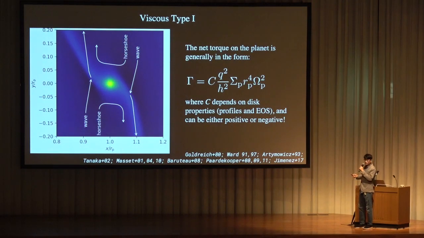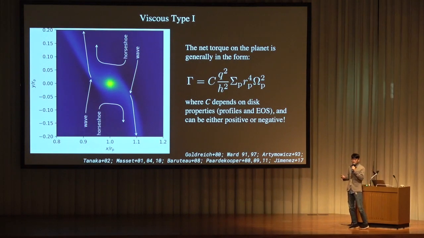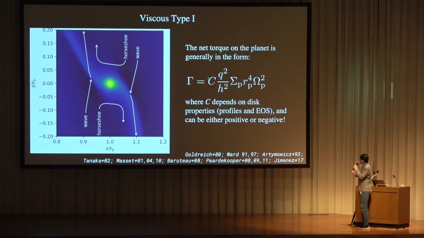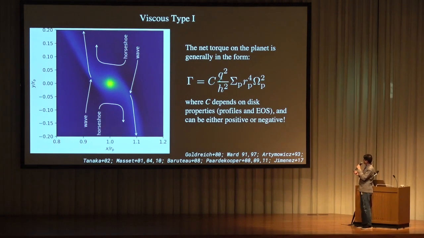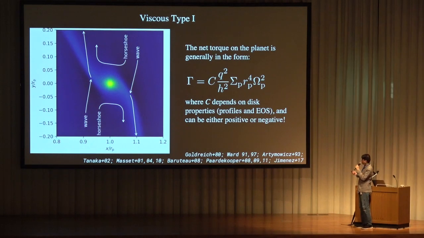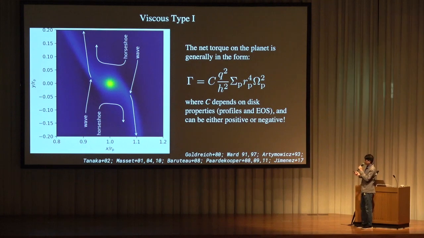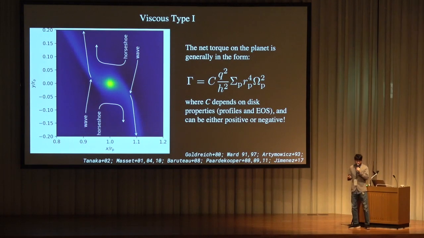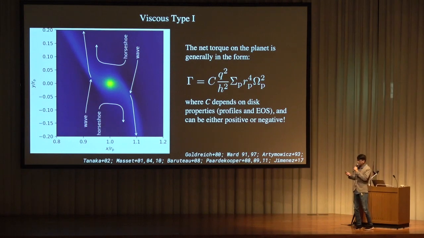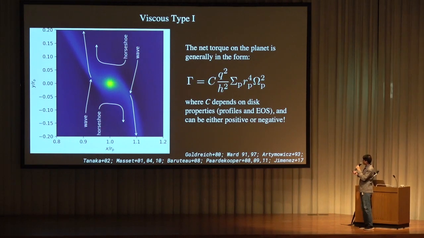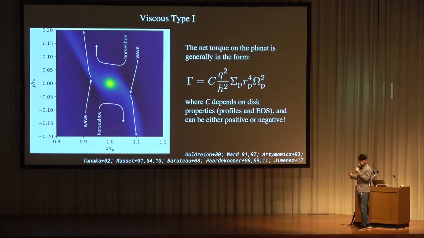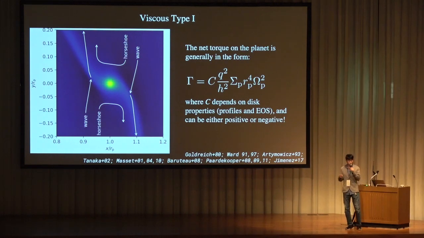So gamma here is the torque exerted on the planet, and this is equal to C, which is a numerical constant, and is proportional to Q, the planet-to-star mass ratio, H, the disk aspect ratio, and sigma, the disk surface density. Clearly, a lot of the physics is hidden in this numerical factor C. And C has been worked out to a great deal of precision.